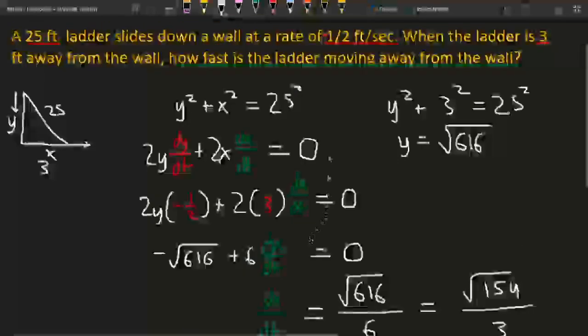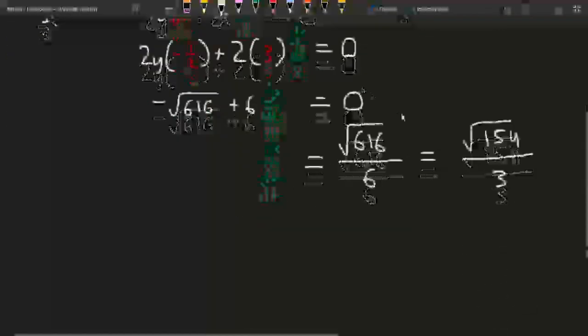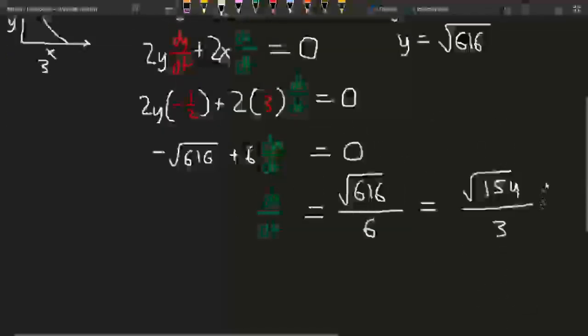So if we wanted to find our units here, we see that the question is how fast the ladder is moving away from the wall. And since the rate up here was written in feet per second, we can safely assume that this will also be written in feet per second, since a rate is how fast something is happening. So our unit would be feet per second.